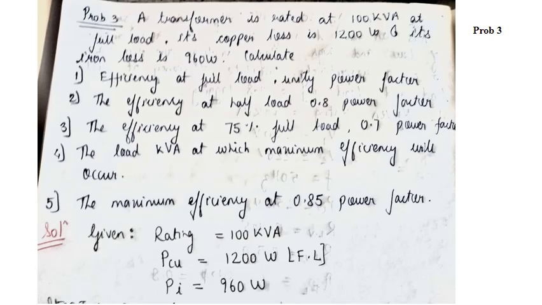Then we need to calculate the efficiency at 75% of full load. 75% means n equals to 0.75 and power factor is written as 0.7. And in the last fourth part, we need to calculate the load kVA at which maximum efficiency will occur. I think you must remember the formula that we have written. It is full load kVA multiplied by under root of iron losses upon full load copper losses. And the last thing is we need to calculate the maximum efficiency. So let us proceed with each part one by one.